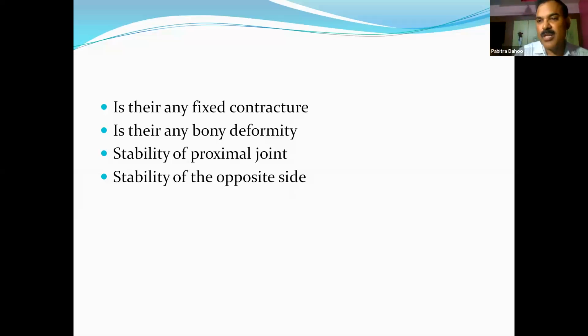Stability of the proximal joint. You are treating the distal joint, valgus, what is the knee flexion difference still there? So take care of that part also. If surgery, it is fine, or else by orthotic means stabilize the proximal joint and look at the proximal joint, not concentrating only on the foot and ankle. Then also stability of the opposite side. Why I said hemiplegics will have good outcome, but diplegics have poor outcome, because the opposite side is weaker as well. So one should see the opposite side joints also. What is the status of the foot and ankle on the opposite side?